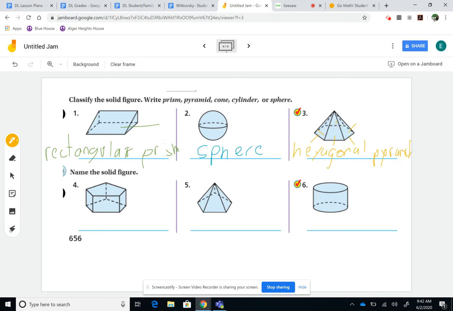Okay, the next one on the bottom is not a pyramid, sphere, or cylinder. So I'm going to count the sides. It makes it a prism. 1, 2, 3, 4, 5. 5 was pent. Pentagonal prism. A prism is just a fancy word for a shape, especially if it's not defined by cylinder, sphere, or pyramid. Okay, next one, all the points come together, so that's a pyramid. Let's count the sides. 1, 2, 3, 4, 5. So that's a pentagonal pyramid.